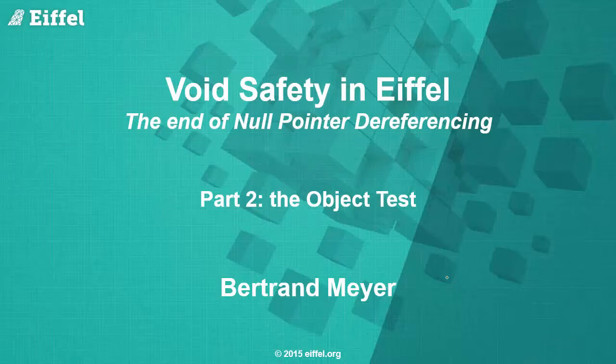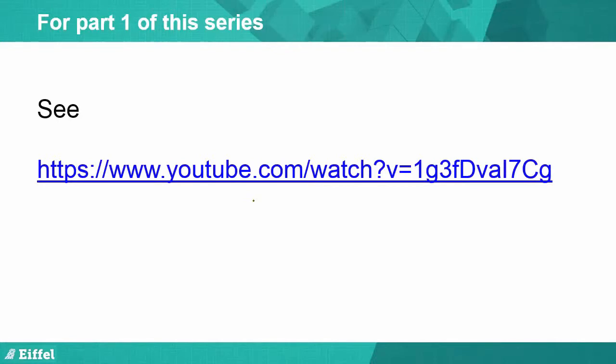Void safety. As we saw in part 1 of this series, this is the mechanism that rids us forever of the risk of null pointer dereferencing. In this part 2, we are going to concentrate on an important Eiffel mechanism towards this goal, which is the object test. I'm assuming that you have watched part 1, otherwise this part 2 would not make much sense, and this is the link to part 1.